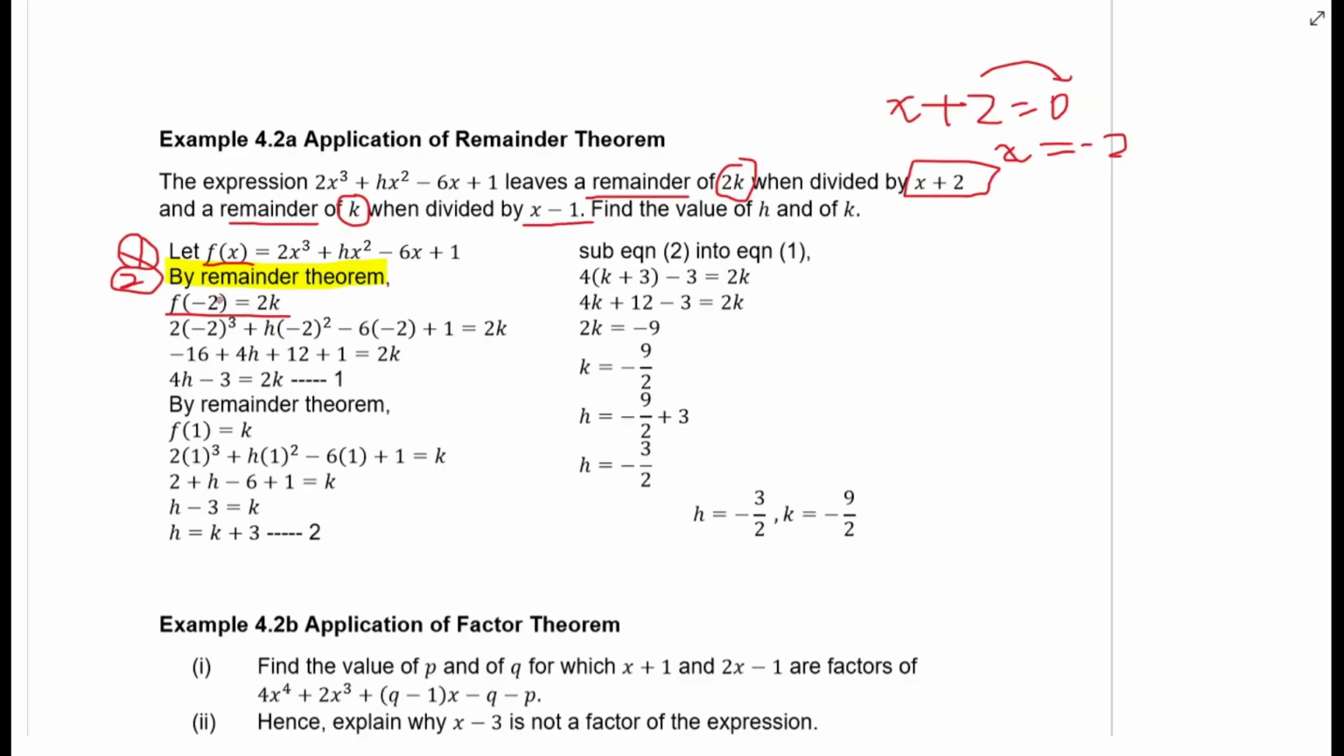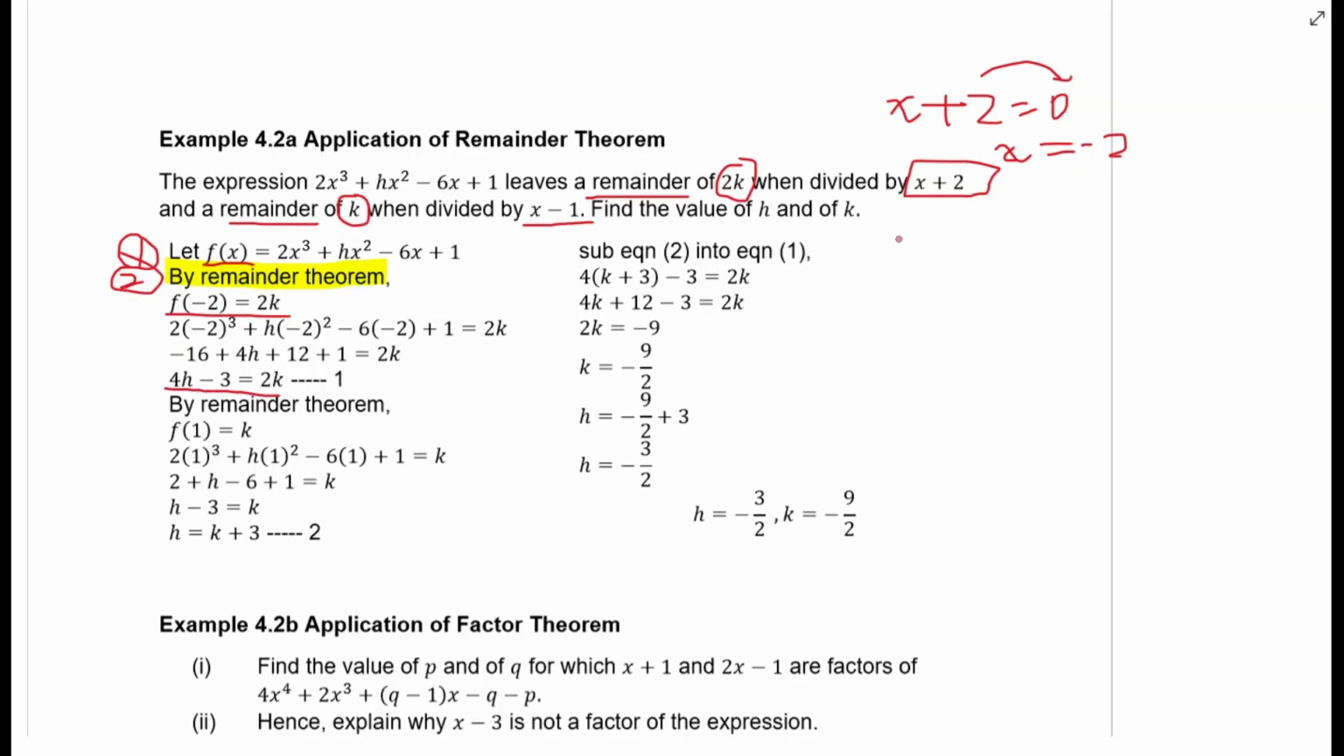So from there on, you can continue to sub all x in your original polynomial with minus 2. And then when you expand everything, you eventually end up with this equation, 4h minus 3 equals 2k. Now you can repeat the process with your second divisor.